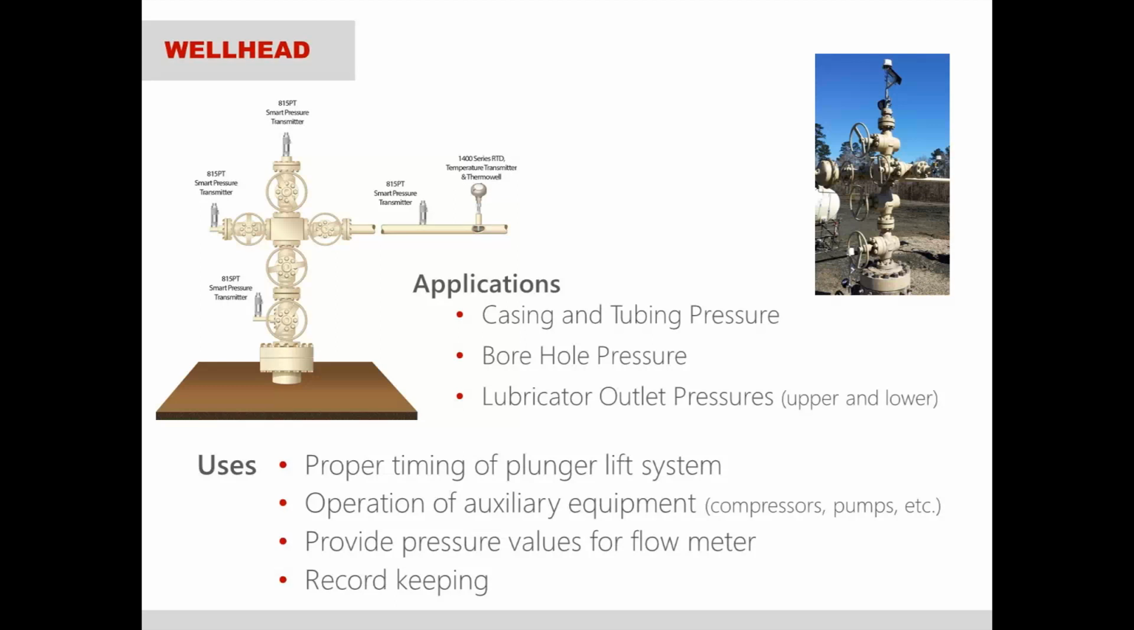Lots of times the casing and tubing pressure are measured to operate the auxiliary equipment like compressors and pumps. If one of those pressures gets out of its design constraints, then usually they'll shut down the pumping or the compressing. And then as well as that, these pressures are used in the proper timing of a plunger lift system.